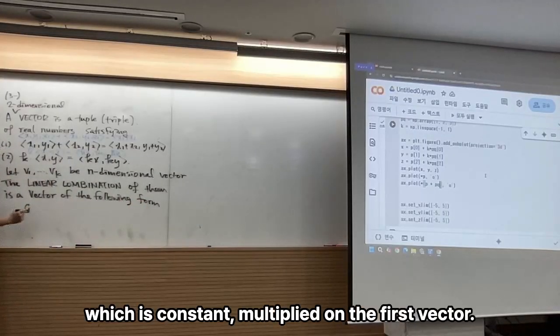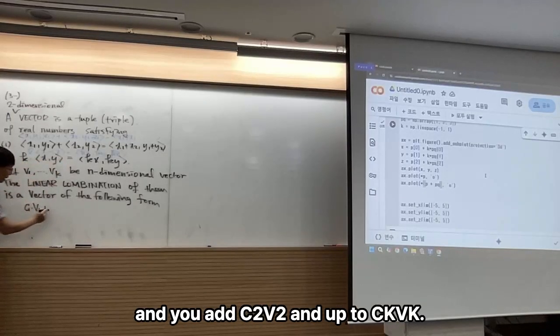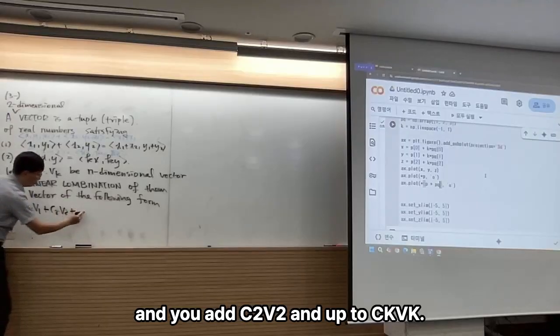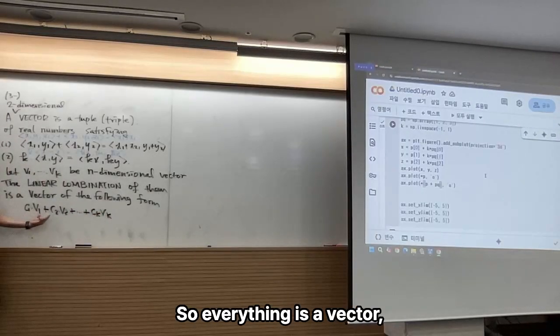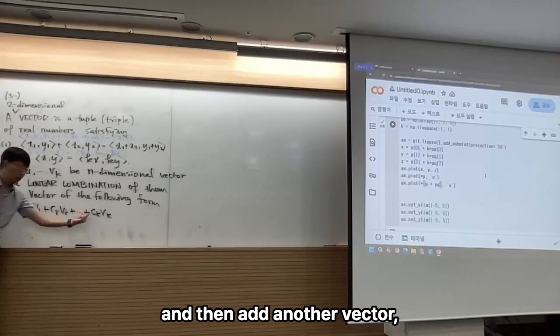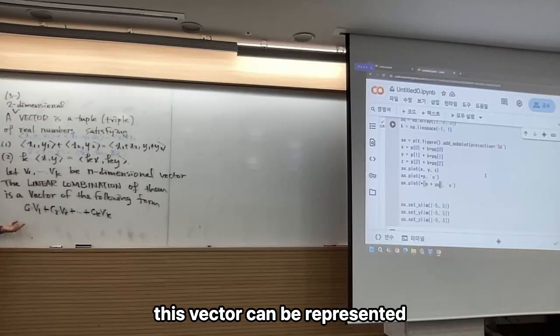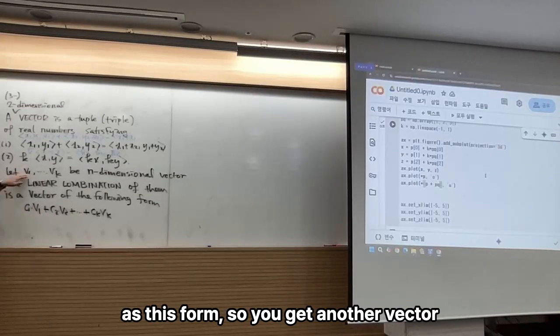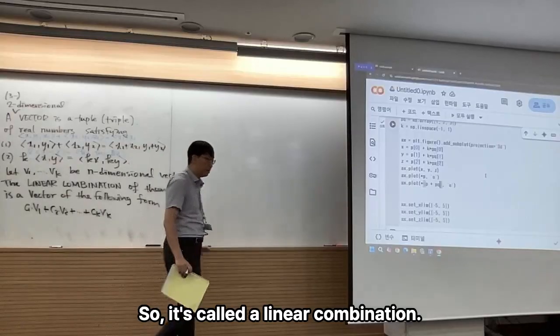So you have C1, which is a constant, multiplied on the first vector. So it's a scalar multiplication just defined in here. And you add C2 V2, and up to CK VK. So everything is a vector. Every time you add another vector, you get a vector. So it's a vector, but this vector can be represented in this form. So you get another vector by adding and multiplying scalars from the given k vectors here. So it's called a linear combination.